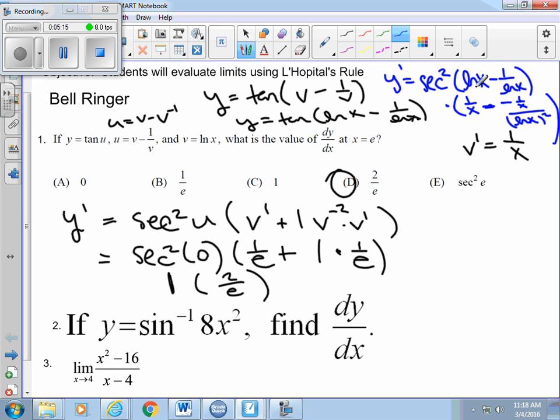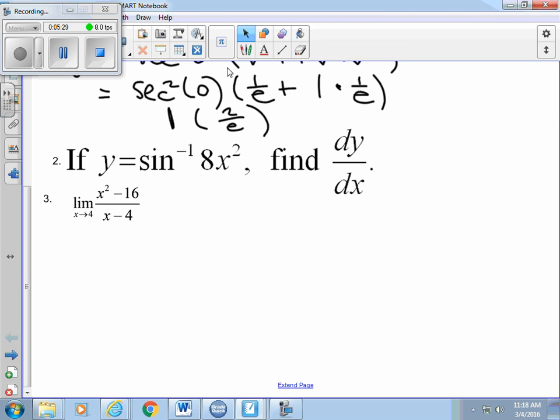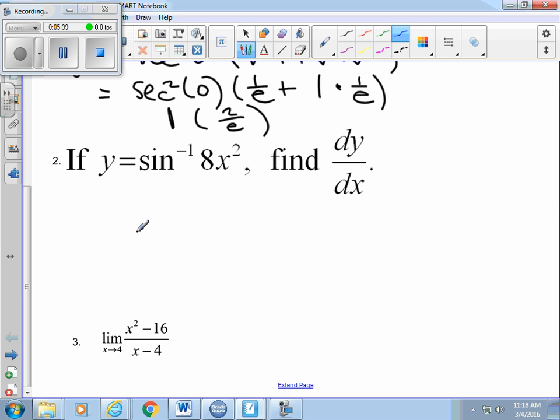Natural log of e is 1. So I still get secant squared is 0, and I still get 1 over e plus 1 over e. Either way works. So 2 options: work it symbolically, or work it by plugging in the information. I wanted to work number 2 to show you, since we didn't get to do an example yesterday.